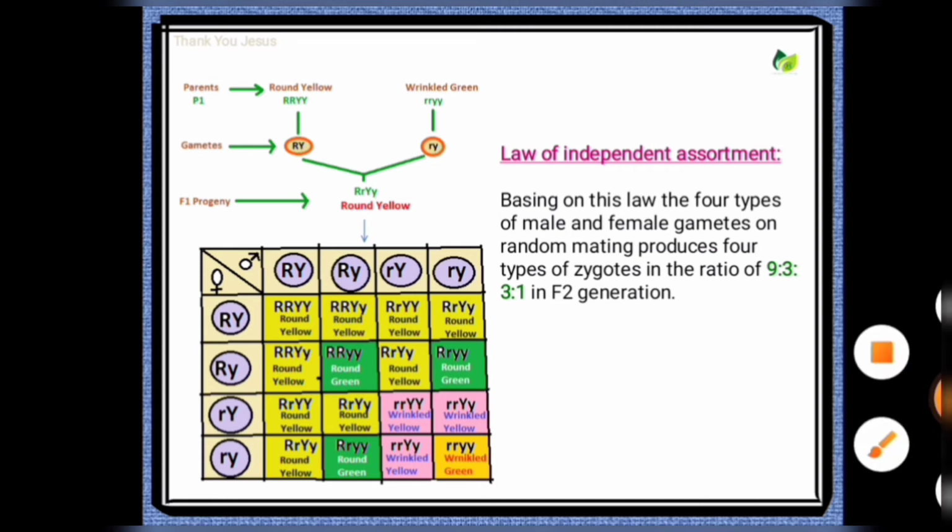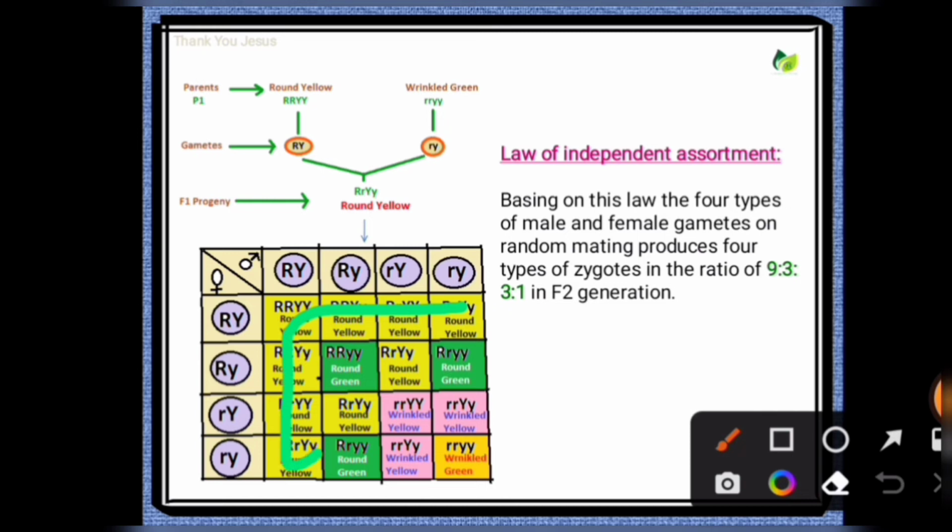So look at the picture. 9 plants were showing the dominant characters, round and yellow. 3 are showing round and green. Again 3 are showing wrinkled and yellow. These two are the hybrids, whereas only 1 is obtained in the ratio of wrinkled and green. This is again a parental combination. Here 2 are the parental combinations, such as 9 and 1. Again 3 and 3 are the recombinant types.